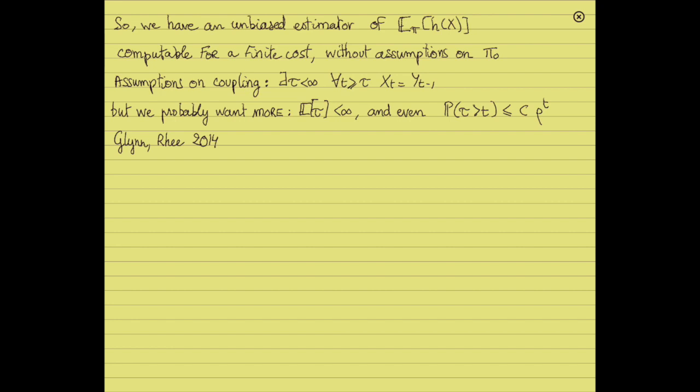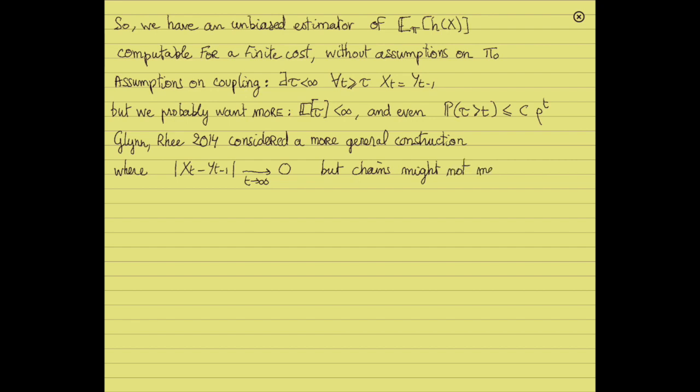So this construction is due to Peter Glynn and Chang-Han Rhee in a 2014 paper, but in fact they considered a more general construction. So we'll now look briefly at what they proposed. They didn't assume that the chains would exactly meet. Instead, they assumed that the distance between the chains, again with a lag, would go to 0 as t goes to infinity in some sense, without ever necessarily meeting exactly. So we might not have xt equal to yt minus 1 ever, but the distance would go to 0 in a sense.